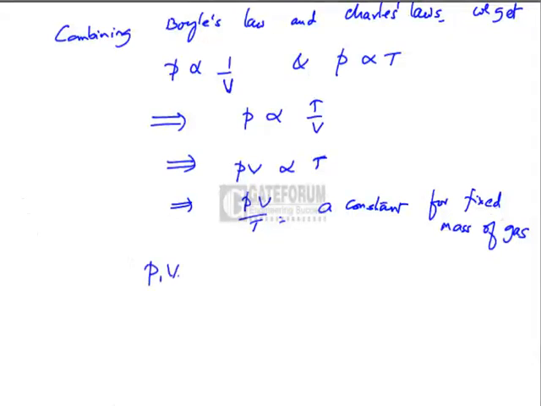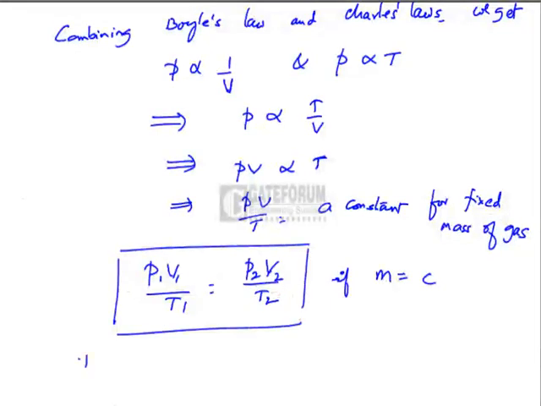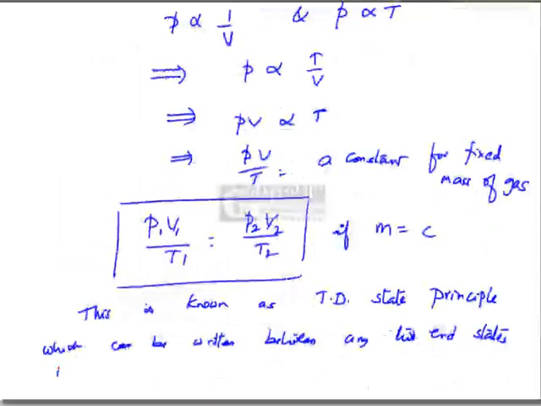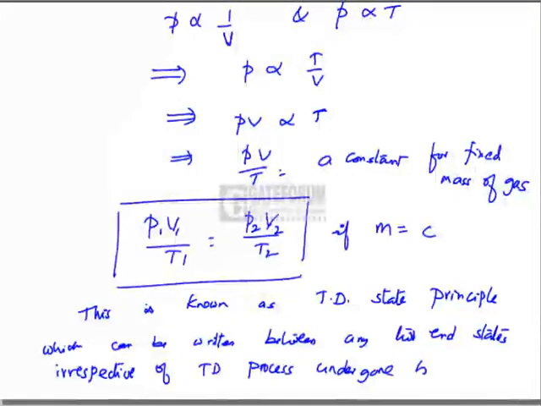That is P1 V1 by T1 is equal to P2 V2 by T2 if M is constant. This is known as thermodynamic state principle, which can be written between any two end states irrespective of thermodynamic process undergone between them.